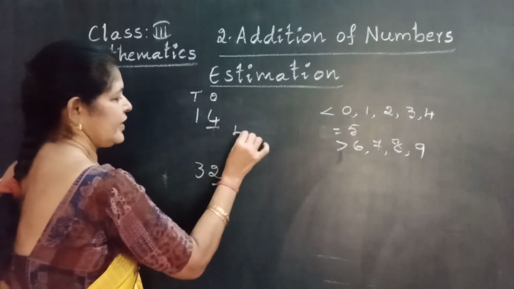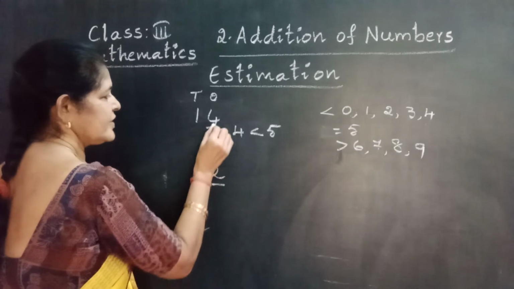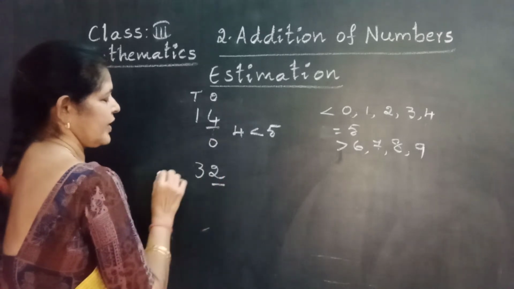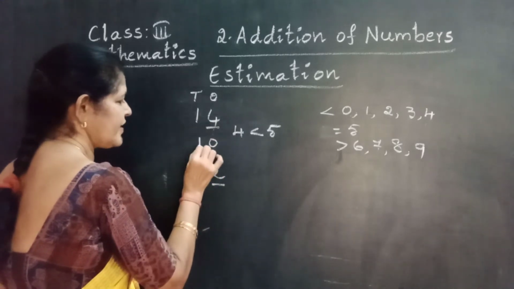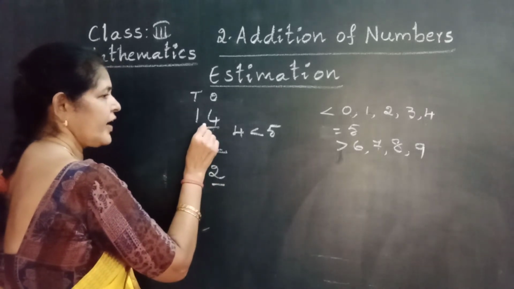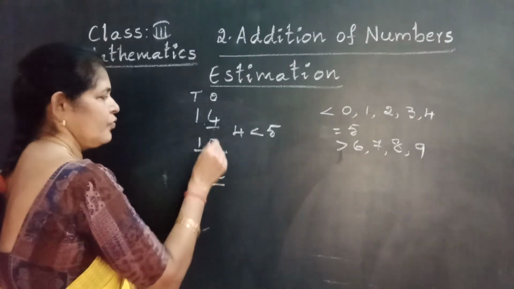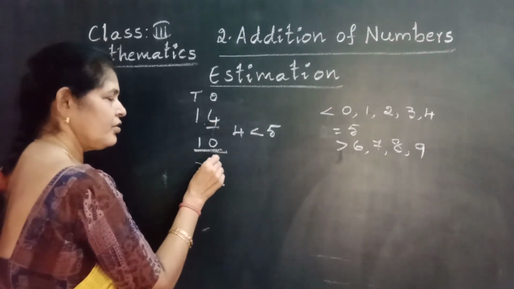Simply put 0 in the ones place. Here the given number 4 is less than 5. That means this ones place number becomes 0. Tens place number is written as it is. That means rounded off, 14 is nearest to the tens, which means 10.